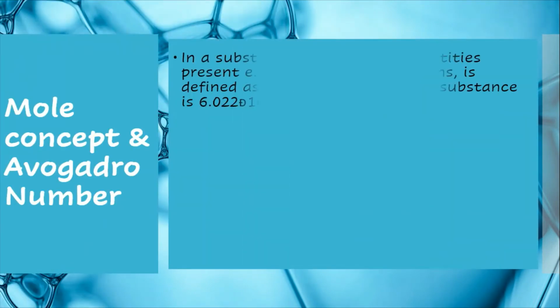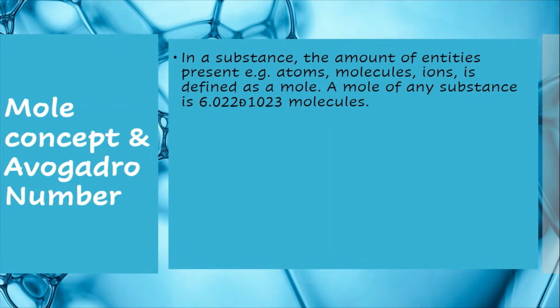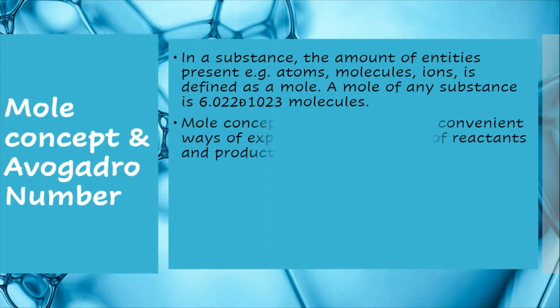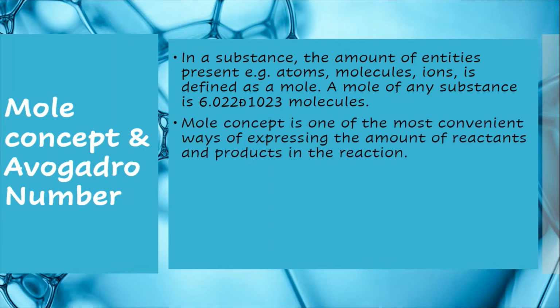Mole concept and Avogadro number. In a substance, the amount of entities present, that is atoms, molecules, ions, is defined as a mole. A mole of any substance is 6.022 × 10^23 molecules. Mole concept is one of the most convenient ways of expressing the amount of reactants and products in a reaction.